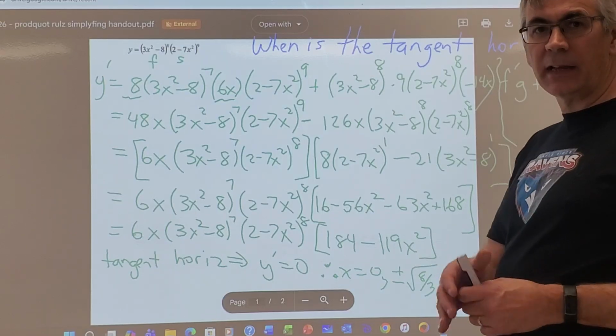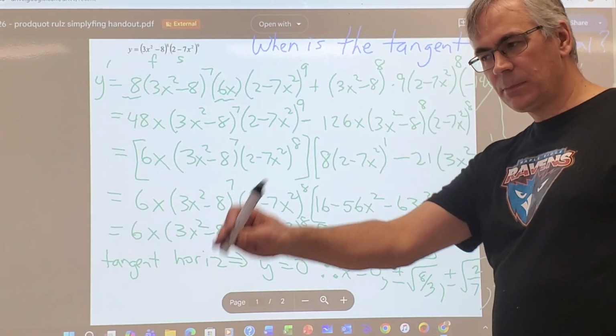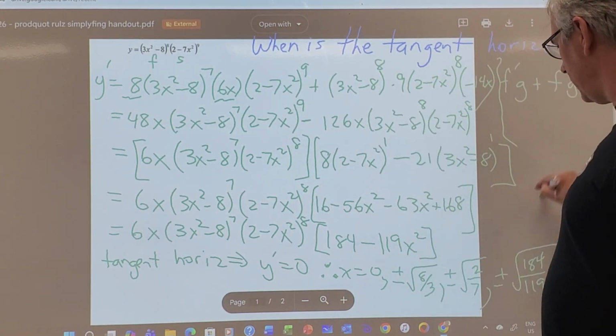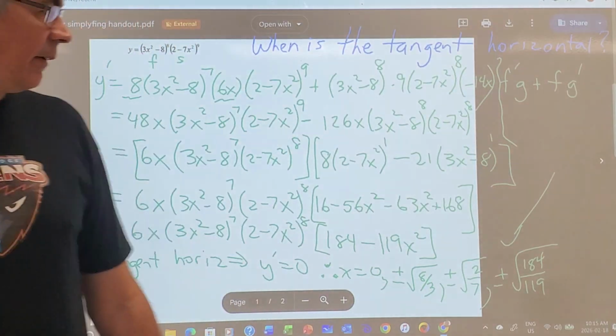And that means it's most likely going to have a min or max point there, but maybe not. It might just be that the tangent was flat and then went back up. So there's your answer. Hopefully that's what you got. And hopefully that video was helpful.